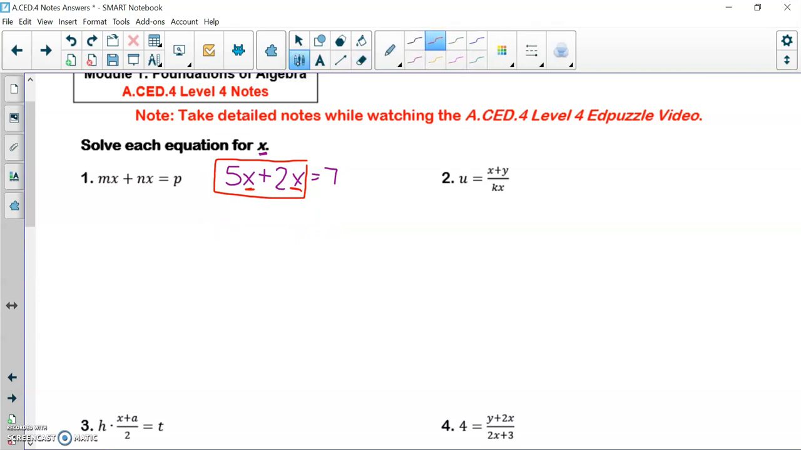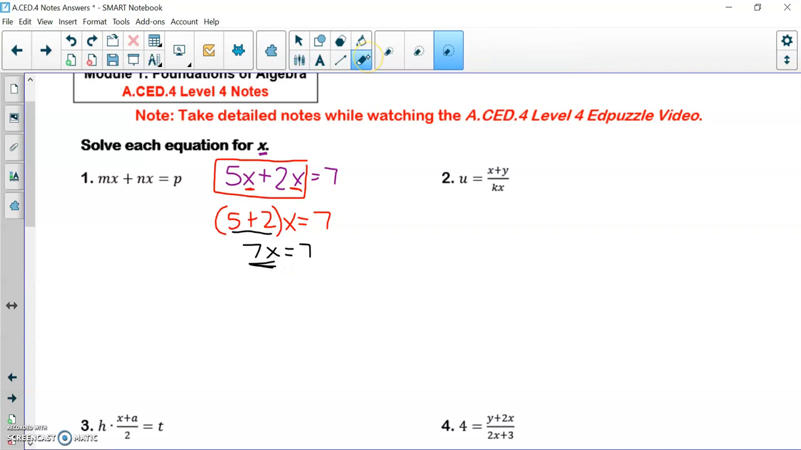A 5x plus a 2x can also be written as a 5 plus a 2, times x, is equal to 7. Because a 5 plus a 2 is a 7, and so a 5 plus a 2 times an x is the same thing as a 7x. So these mean the same thing, but there is a reason why I wrote it like that. Because we are actually going to do that for the mx plus the nx.